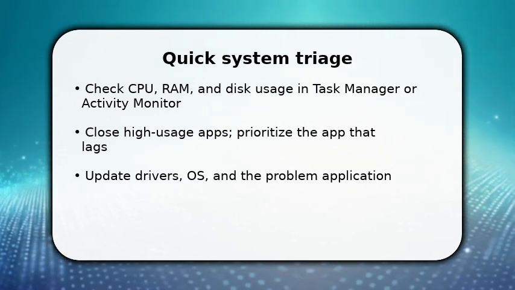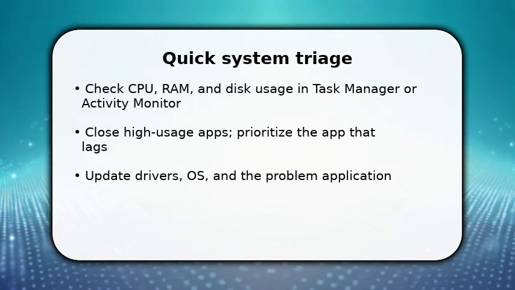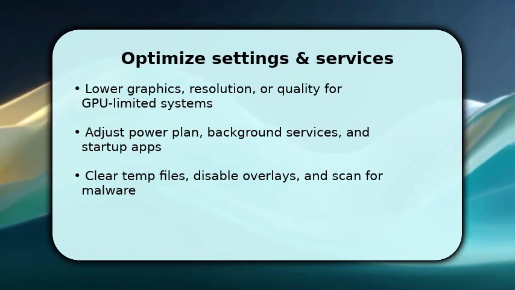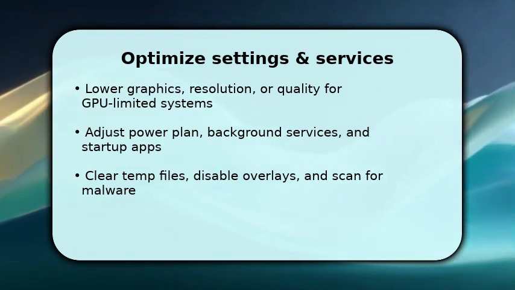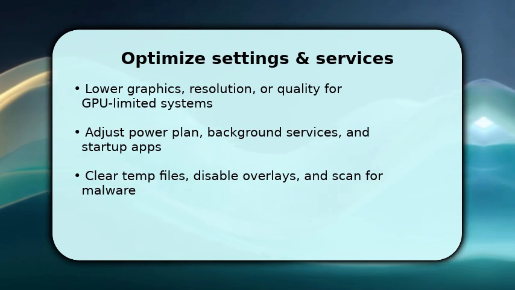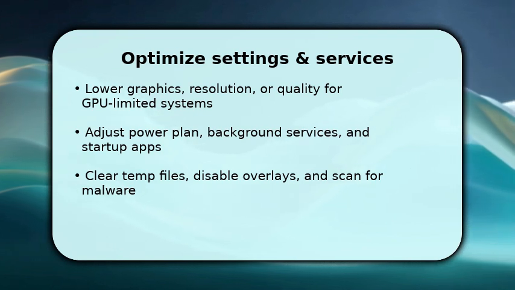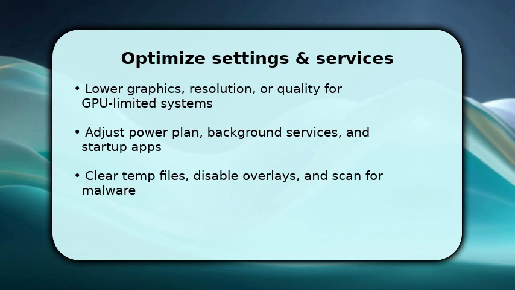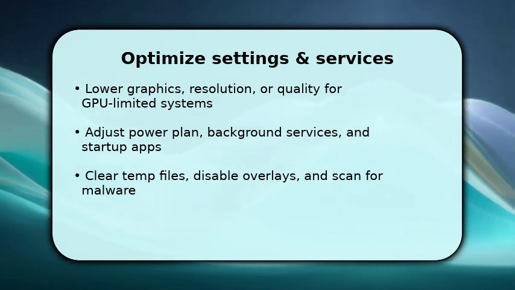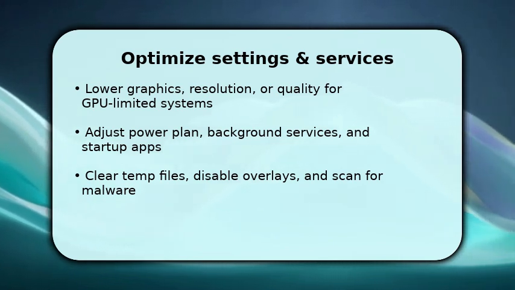Now you fine-tune the environment. Reduce resolution or graphics quality if the GPU is the bottleneck, because fewer pixels and effects drop load immediately. Then switch to a high-performance power plan, disable non-essential startup programs, and stop unneeded services so CPU cycles return to your task. Clean temporary files and caches to improve disk performance, disable overlays that add latency, and run a quick malware scan, since hidden processes can silently chew resources and cause intermittent lag.